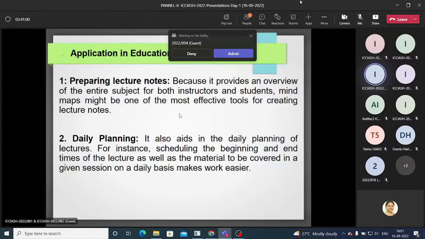So for both the instructor and the students, the mind map is one of the most effective tools for creating lecture notes. For any kind of topic, you can create the mind map and it can be used as notes. Then the daily planning: for the instructor, we can use it for daily planning of our lectures, right? Or how we are going to schedule our lecture, what we need to cover at the beginning, what we need to cover at the end, what exactly the material we need to use for that particular session. For that also, we can create some kind of mind map.